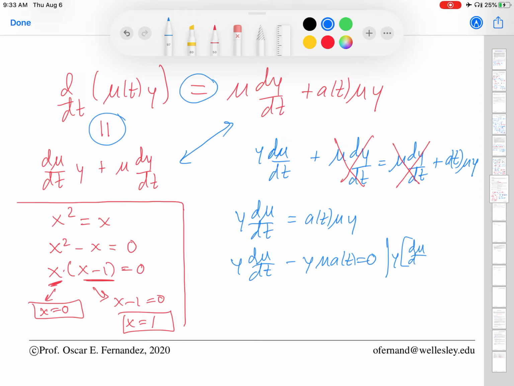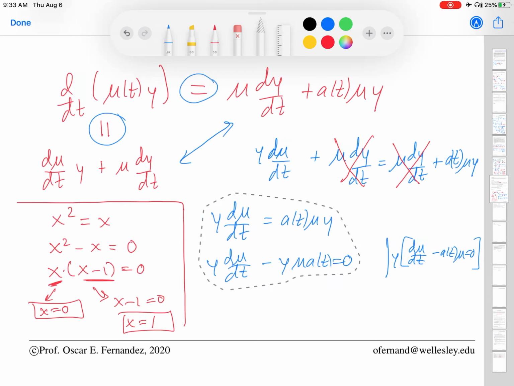Minus a of t mu equals 0. Great, so at this point we can see, similarly to what happened over here with this other term, that we are in a position where the product of two things is 0. So we have to consider both possibilities. What if y is 0? And then what if this thing is 0?